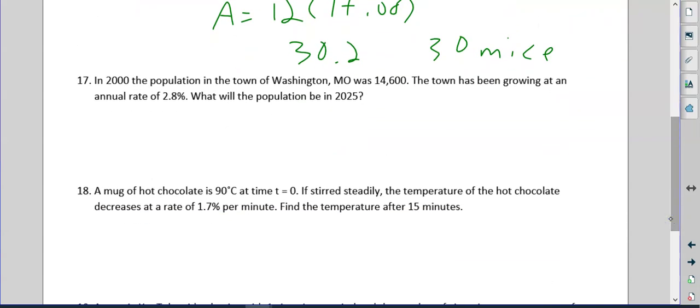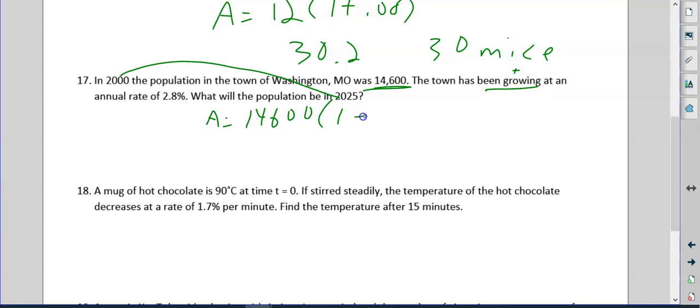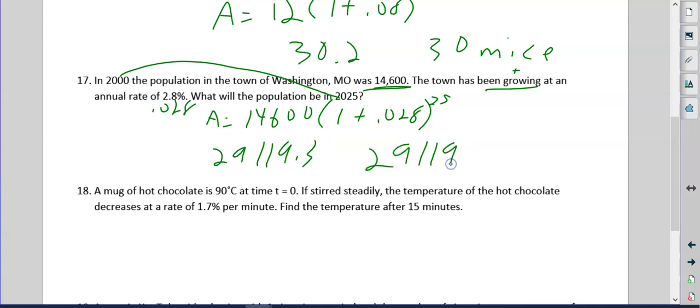Number 17. In 2000, that is a distractor. Don't need it. That is just, well, we need it. Sorry, my bad. We don't need it for this value right here. We do need it to figure out how long. Sometimes those are in there for a distractor. So, accumulated value, future value is 14,600 times 1 plus, it's been growing, 2.8%, which is 0.028. Where will it be in 2025? That's 25 years. Plug that in, run the numbers, and we get 29,119.3. So we round down again: 29,119 people.